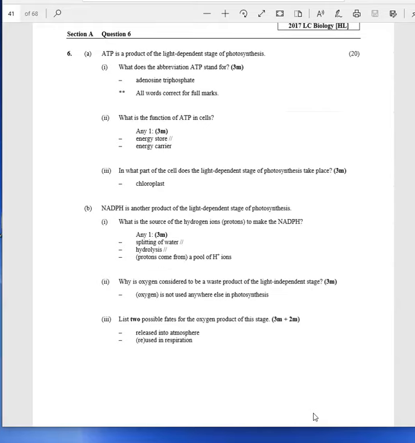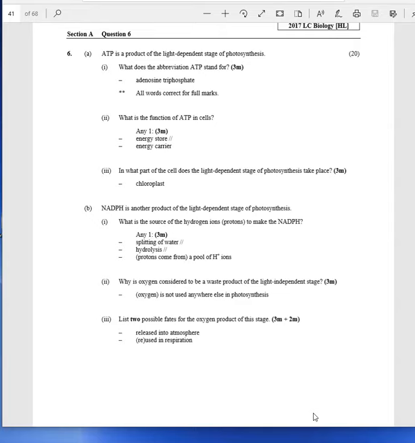It says ATP is the product of the light-dependent stage of photosynthesis. What does ATP stand for? So that stands for adenosine triphosphate. So make sure you call it adenosine, not adenine. So adenosine triphosphate. What's the function of ATP in cells? It's an energy store in terms of being specific. It's a high energy store. It's a high energy carrier.